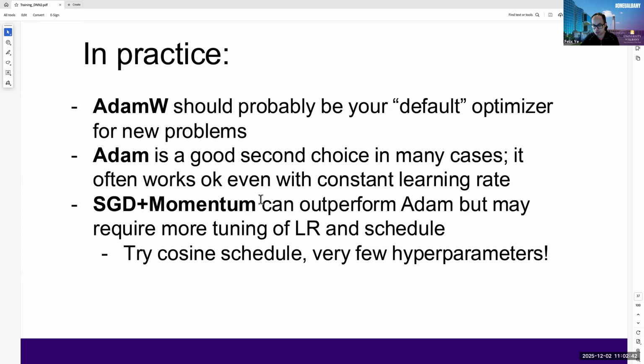SGD with momentum can actually outperform Adam, but may require a lot of tuning of the learning rate and schedule. I'm going to talk about this momentarily. SGD with momentum can do a really good job if we know how to tune those schedules. Okay, so these are the take-home messages for these optimizers. This is an extremely important topic. In the homework you are going to implement several of the optimizers.